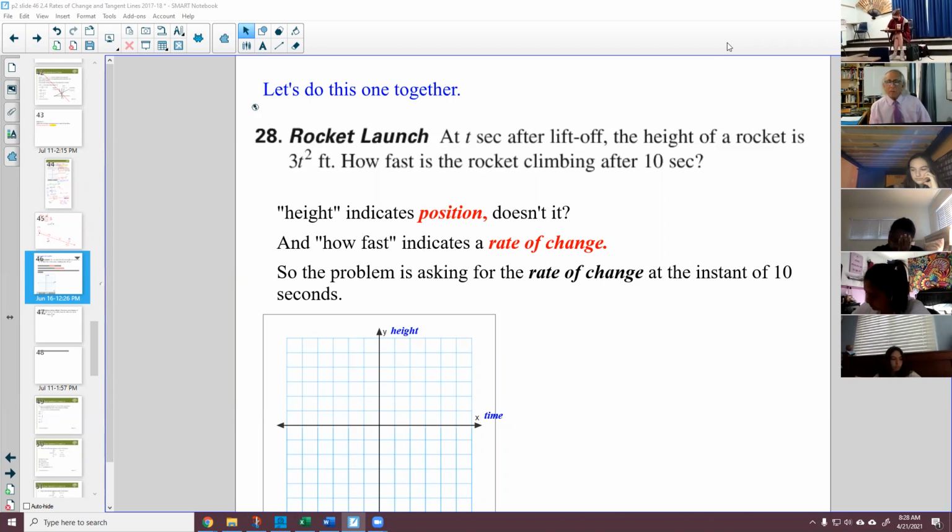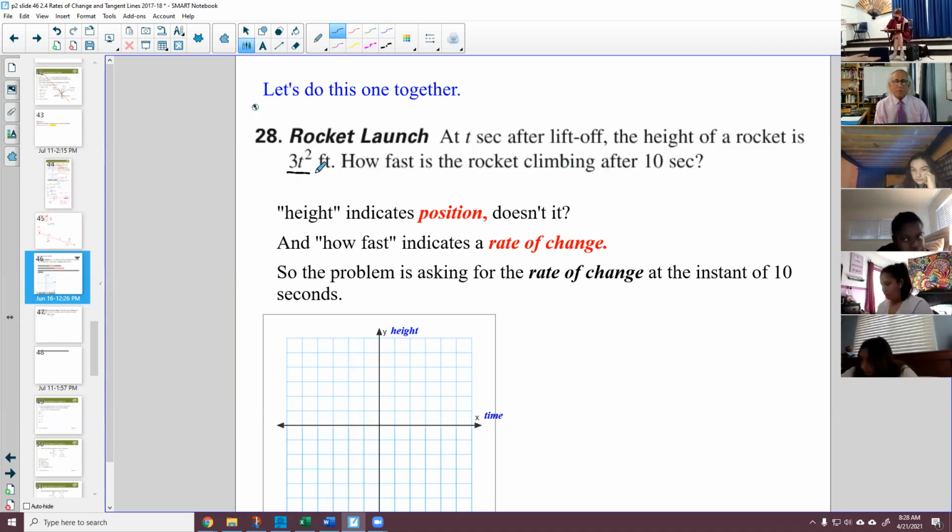At t seconds after liftoff, the height of a rocket is 3t squared feet. How fast is the rocket climbing after 10 seconds?